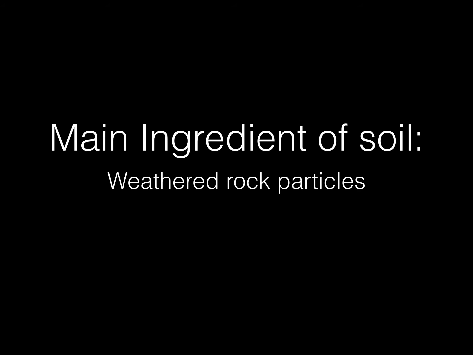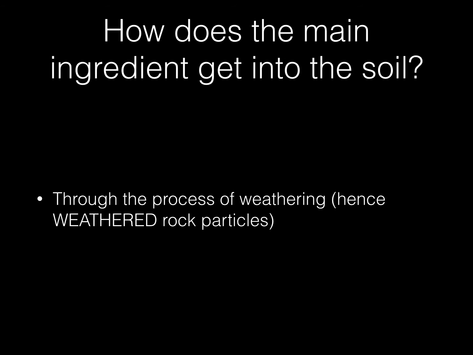First of all, the top of your sheet says main ingredient of soil. If you don't know already, that main ingredient is weathered rock particles. Second thing, it says, how does that main ingredient get into soil? I find it very obvious. You may not. It's through the process of weathering, hence weathered rock particles. Later in these notes, we're going to talk about the different types of weathering.